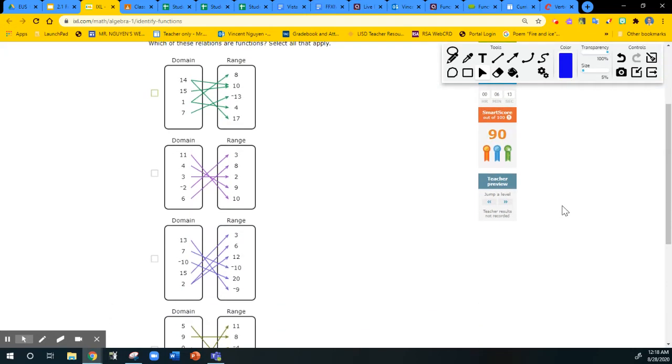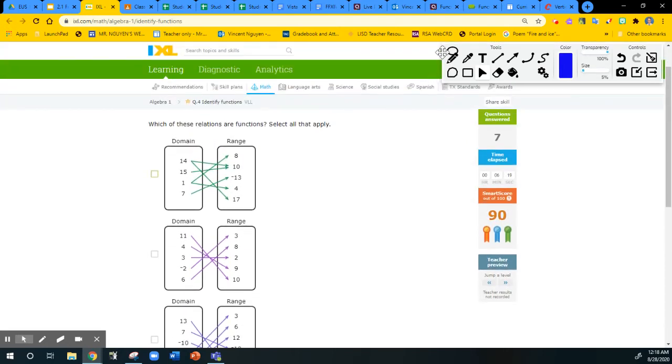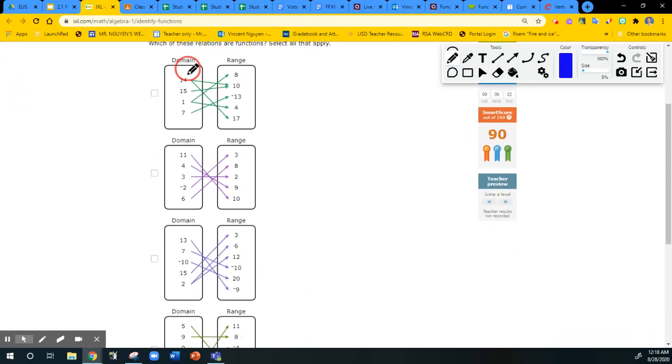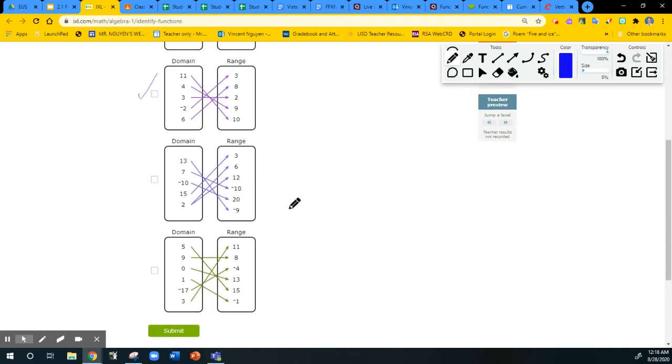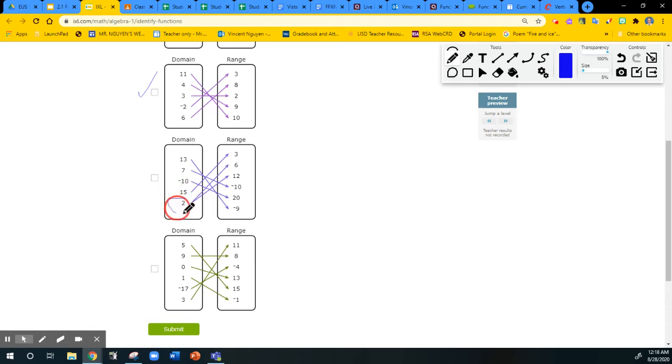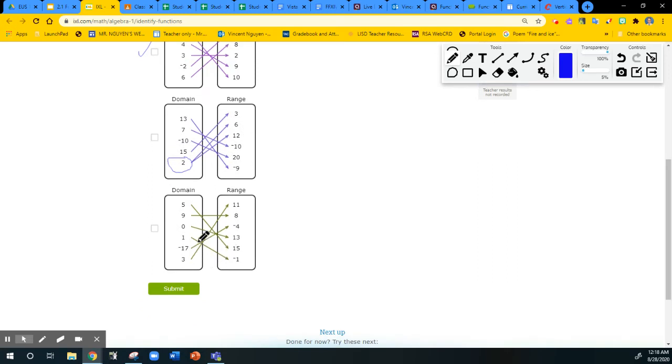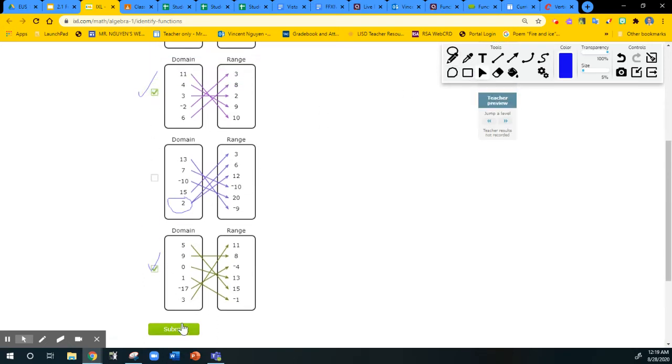So here's a whole bunch of relations. It's kind of like ordered pairs, and there are multiple answers, so we have to check all of them, right? So let's see. This one is no good. 14 is being asked to go to two places. This one is actually good. Each one of them is unique. They only go to one place. This one, notice here's a sneaky 2. 2 is being sent to two places, so that's no good. This one is good because it's only going to one place, right? So 5 goes somewhere, 9 goes somewhere. Each person only gets sent to one place. So this one's a function. This one's a function. Submit.